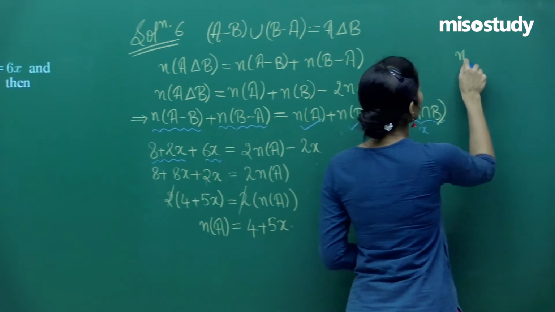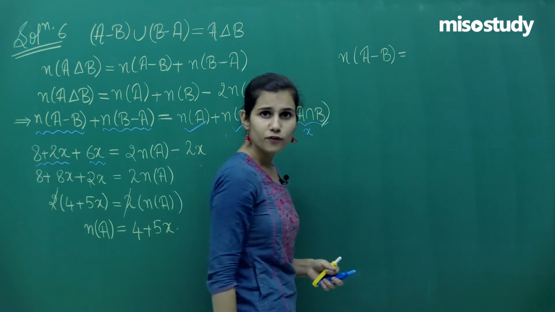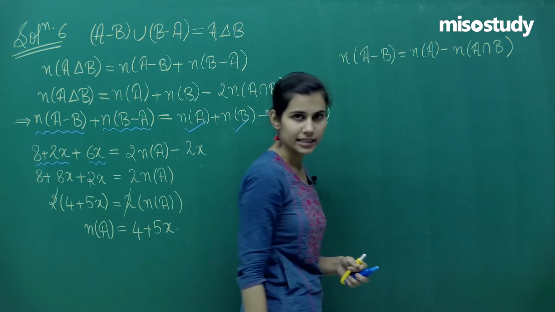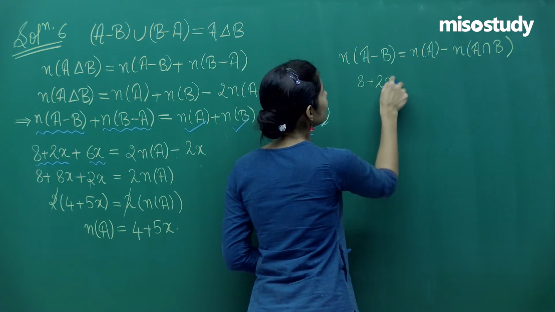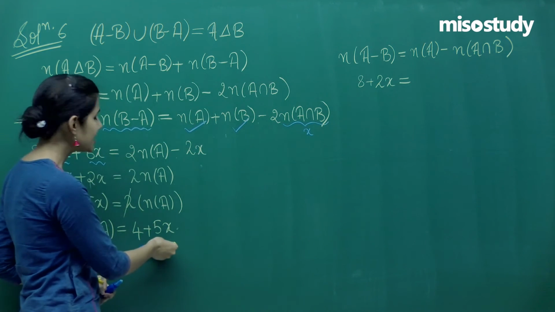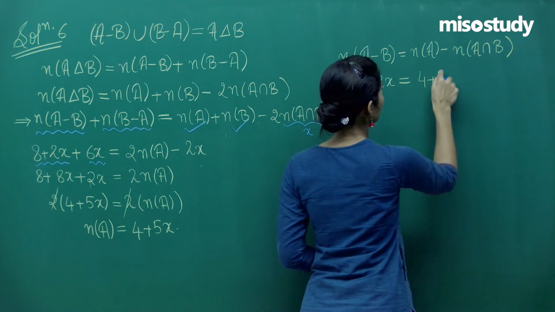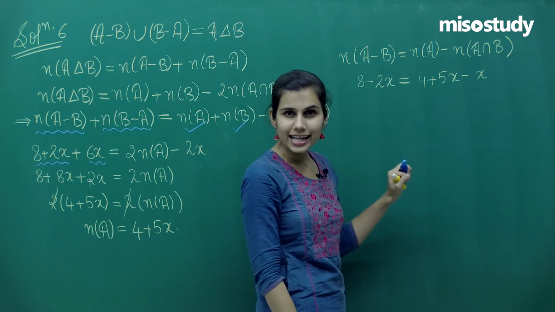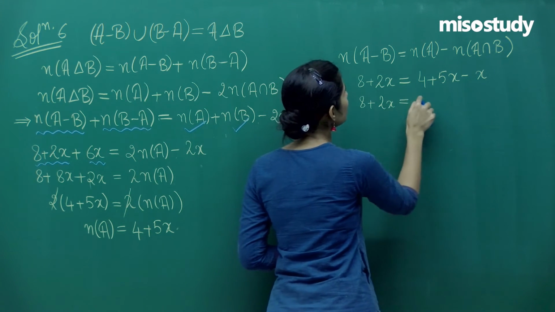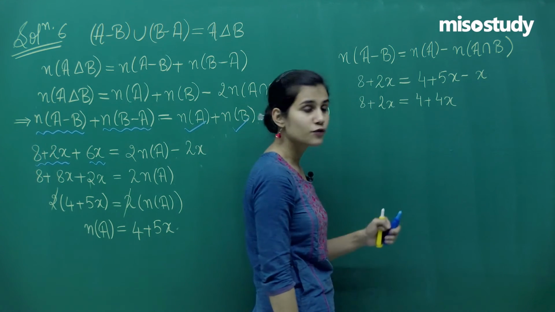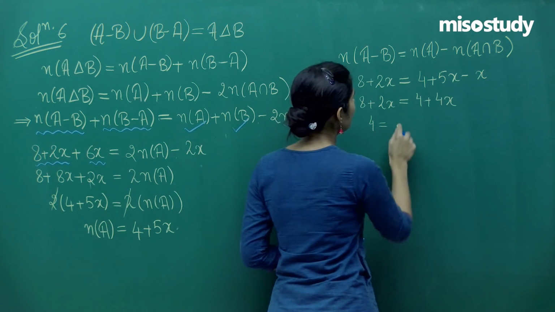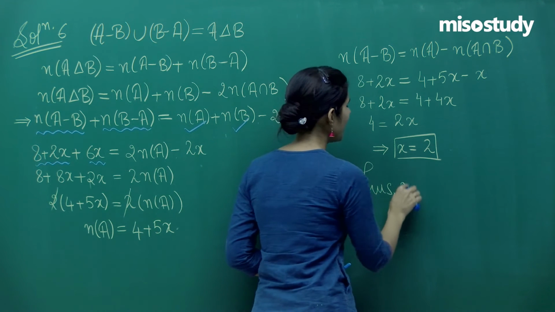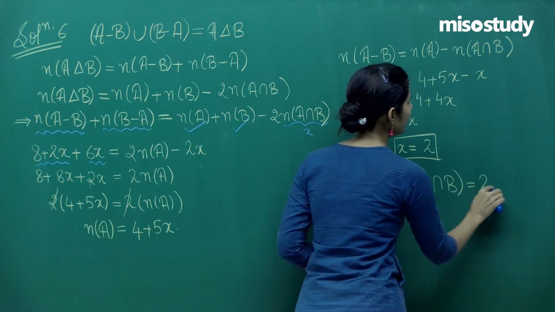Therefore, the number of members in A minus B, you know what the formula is. It is the number of members in A minus the number of members in A intersection B. The number of members in A minus B is given to be 8 plus 2x. The number of members in A we have evaluated is 4 plus 5x. And we know the number of members in A intersection B is being denoted by x. Now just solve this algebraic expression. This is 8 plus 2x equals 4 plus 5x minus x. 5x minus x is 4x. Now 8 minus 4 is 4 and 4x minus 2x is 2x, which implies x is 2. And thus, the number of members in A intersection B is 2.